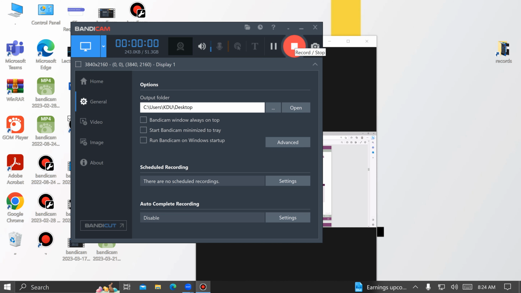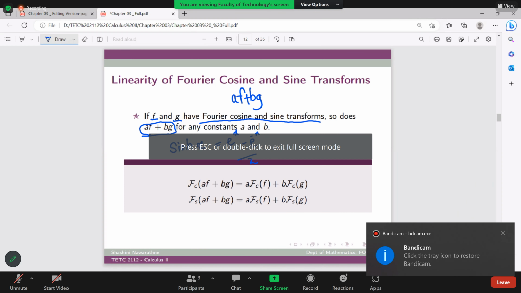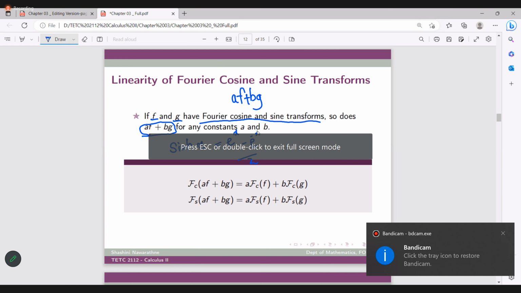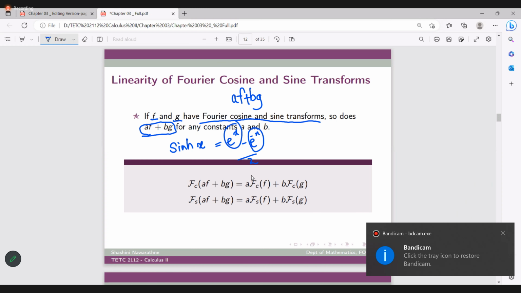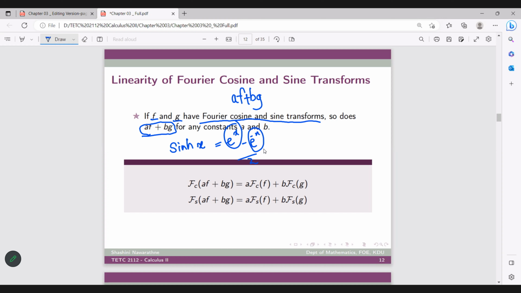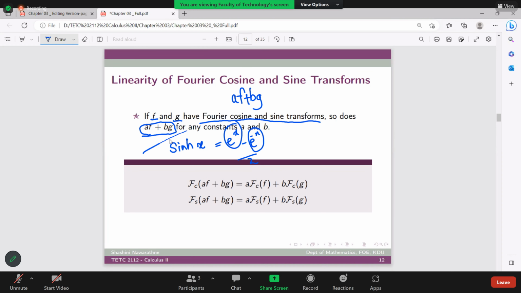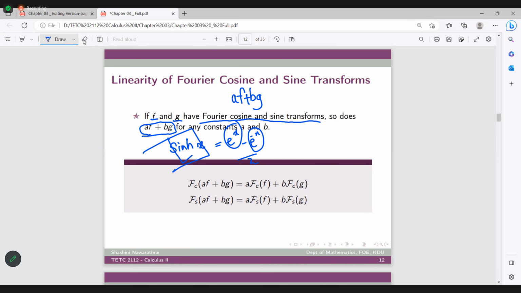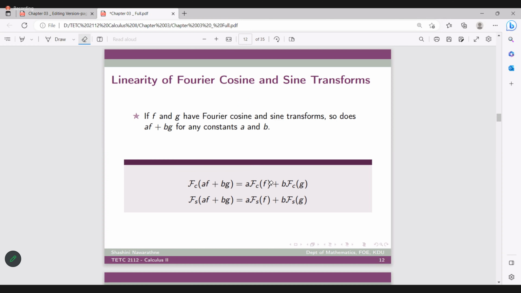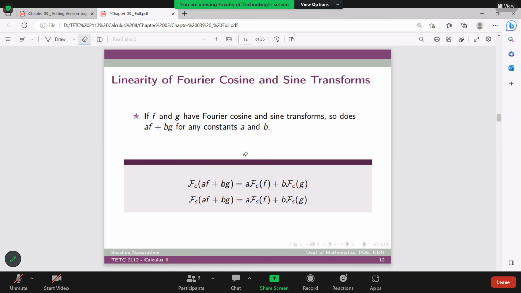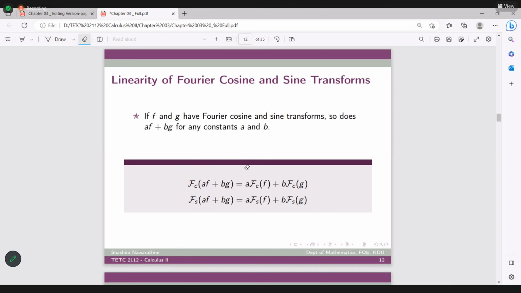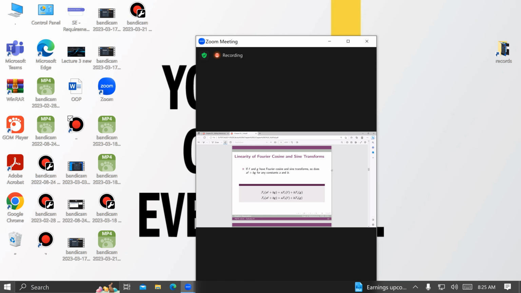To find the transform of this function, we can use this linearity property. It is easy to find the Fourier sine and cosine transform of these two functions. And then by adding those Fourier cosine transforms and multiplying by the respective coefficients, we can obtain the Fourier cosine and sine transform of this function as well. So I'm not going to do that type of exercise. This is for your reference. If you have some problems, you can apply this when we are solving problems.